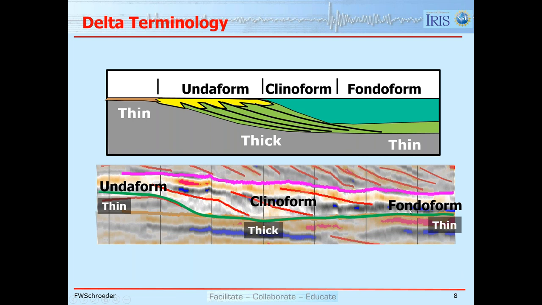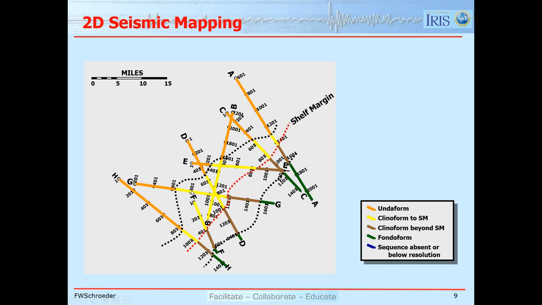So we can look at an area, either with 2D seismic or 3D seismic. We can try to interpret where these different geometries are and put them into a map view. So this is an area with 2D seismic lines A through H, I think.